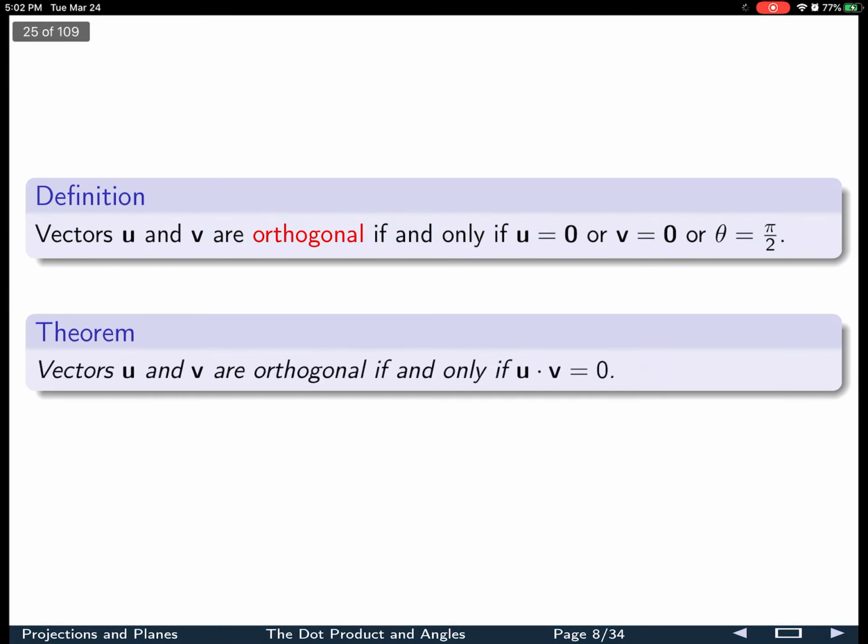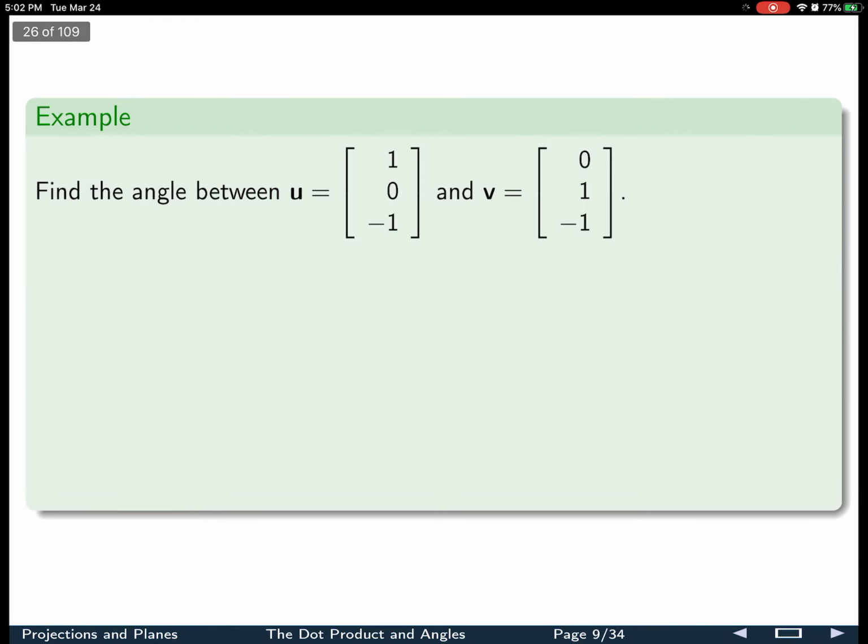All right, and that is just saying that u and v are orthogonal if and only if their dot product is 0. That's going to be super helpful for us today as we keep using dot products.